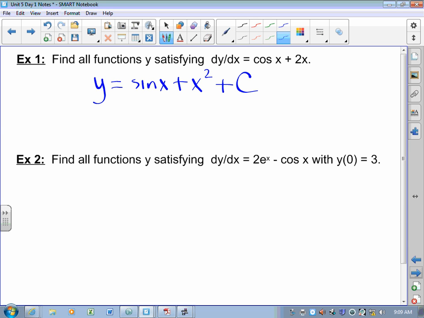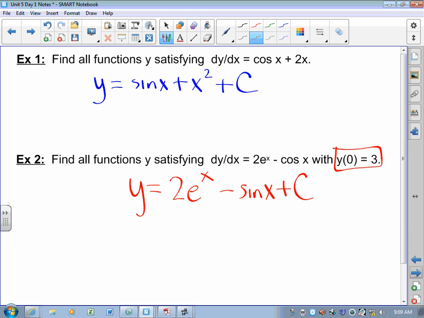The second example adds one small layer of complexity. Not very hard to do, because all we have here is an initial condition. We've got the initial condition that at x equals 0, y equals 3. So how does this work? Well, it works the same way that the other one works. We take an antiderivative. What's the antiderivative of 2e to the x? Well, that's 2e to the x. And what's the antiderivative of cosine x? Sine x. And there's a plus c at the end.